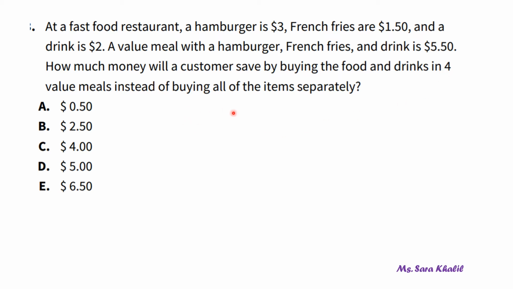Okay, so how much does buying the items separately cost for 4 times? Like 4 hamburgers and 4 French fries and 4 drinks. So how will you calculate that? 3 times 4 and 1.5 times 4 plus 2 times 4, which will end up that he will pay $26. What about if he bought the meal 4 times? 5.5 times 4 ends up in 22. What is left is to subtract 26 minus 22, and your answer will be C.